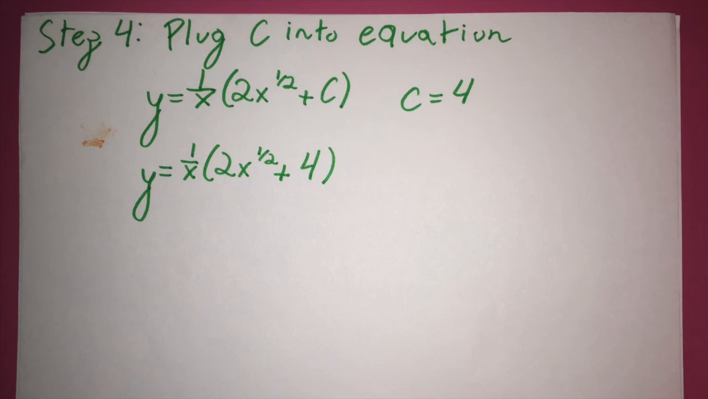Therefore, when we plug c back into the original equation, we get y equals 1 over x times the quantity of 2 times the square root of x plus 4. And therefore, we have gotten our answer using our process from the part before.